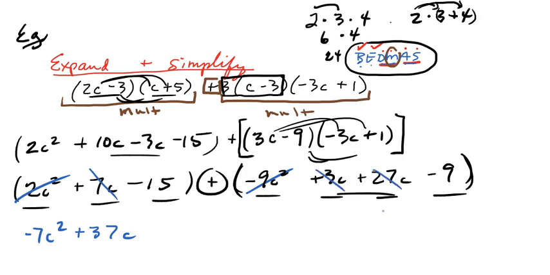Everybody, is this making sense? Yeah? Okay. And what's left over here? I've got constant terms here. So negative 15 plus a negative 9, which is going to be minus 24. Okay. So there we go.